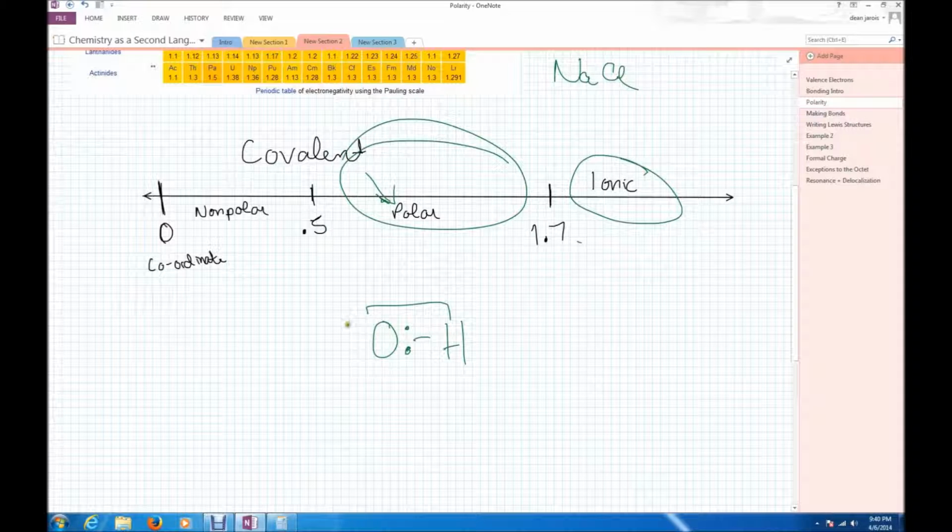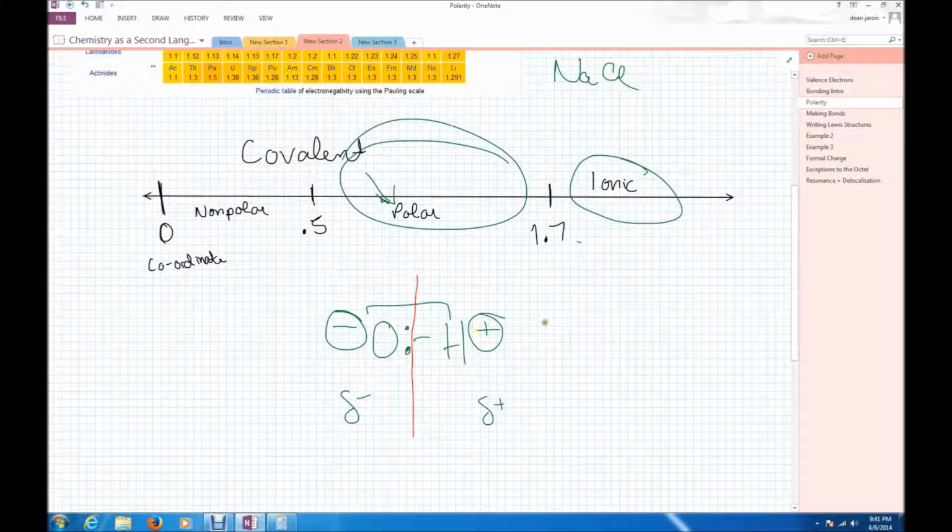And because there's more electrons here than here, you get these cool little poles. And these are actually partial, so we put a lowercase delta. And within this bond, we have, what do you know, a partial negative and a partial positive charge. So that's basically bond polarity.